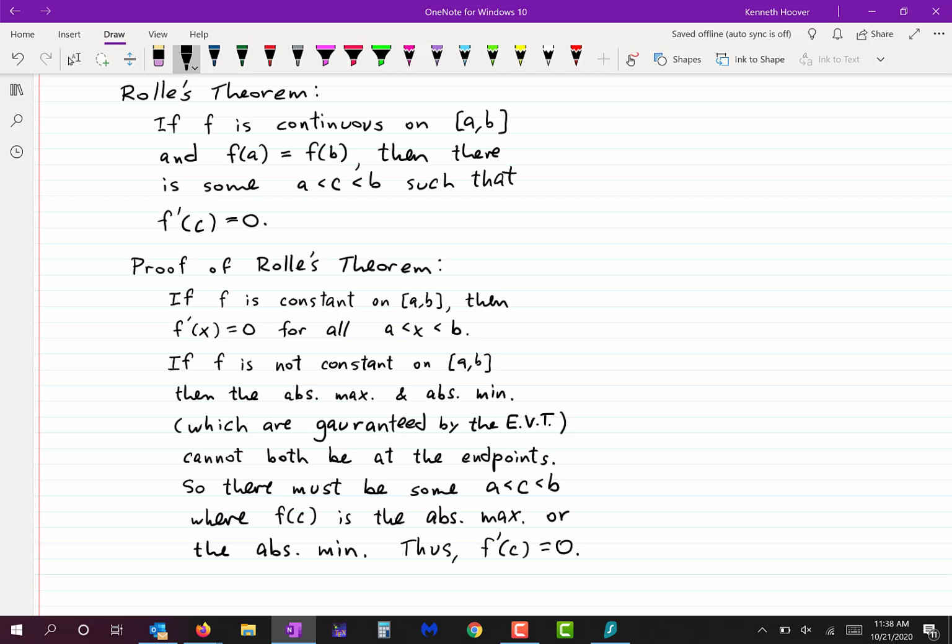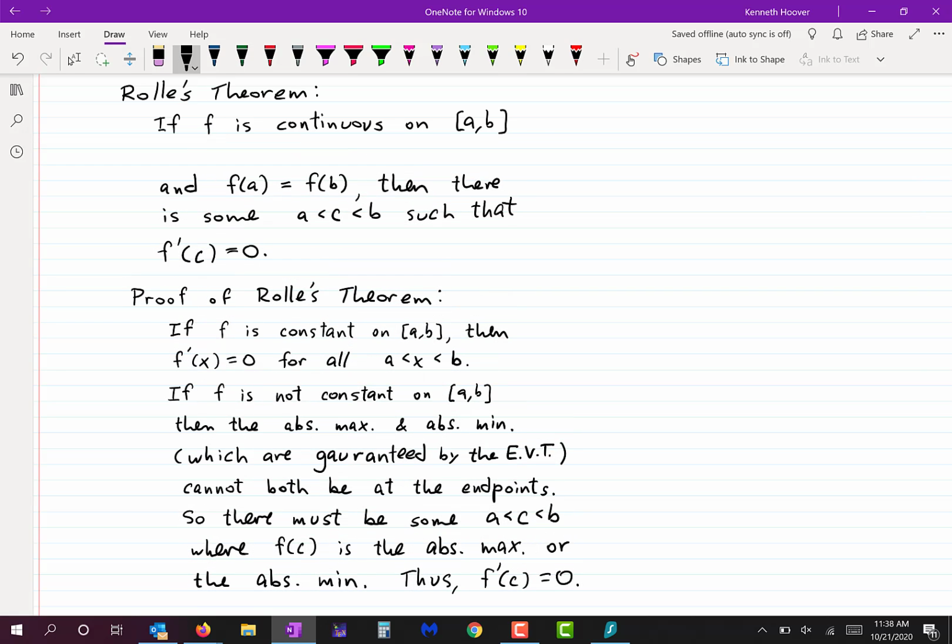Oh, I forgot to write that in there, though. Excuse me, let me add that in. I left that out. If f is continuous on the closed interval from a to b and differentiable on the open interval from a to b, and f of a equals f of b. That's what I should have said.